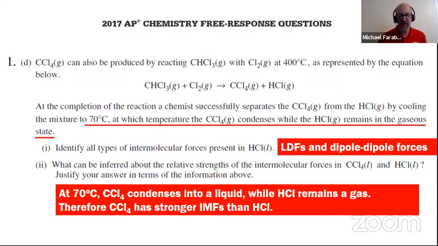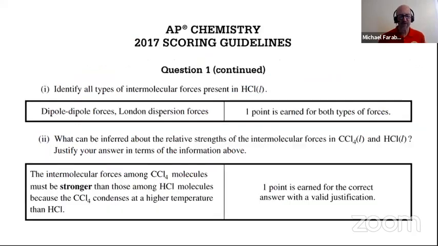I will go ahead and put up the official scoring guidelines for this question. So 1 point for identifying all of the intermolecular forces in HCl, and 1 point for a valid justification in terms of stronger intermolecular forces because the CCl4 condenses at a higher temperature than HCl.